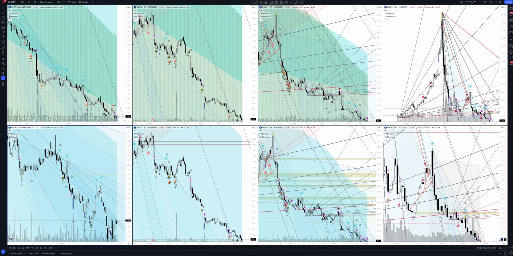Today we will take a look at Inogen Inc. stock. Let's analyze the market situation and find out how you can make money on it. Let's start.